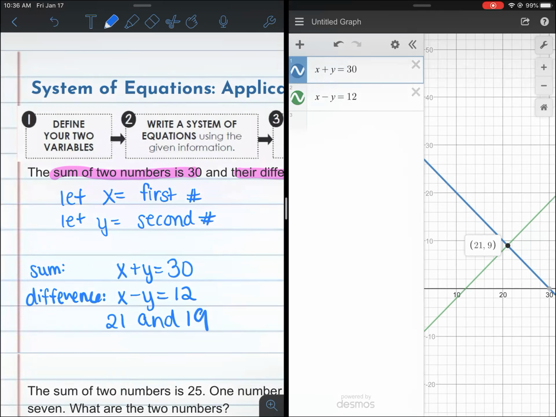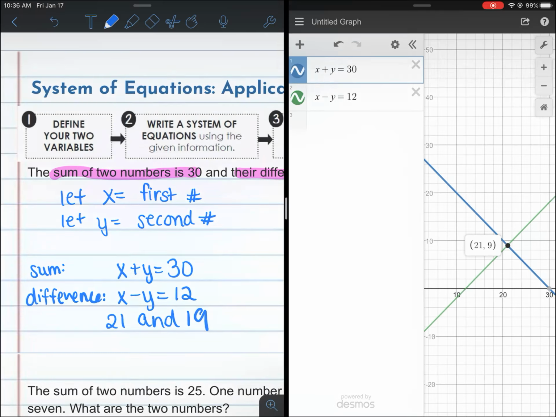Okay. So let's go ahead and try another one. These are both kind of the same thing. We're looking at translating math words into equations. So the sum of two numbers is 25. So it looks like one of our equations is going to be the sum. And then one number is twice the second number plus 7.